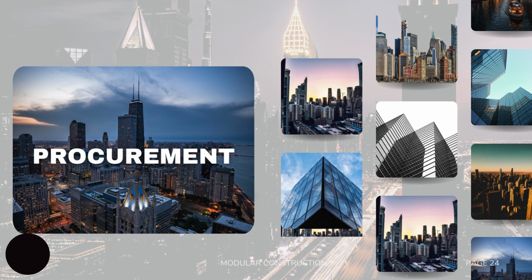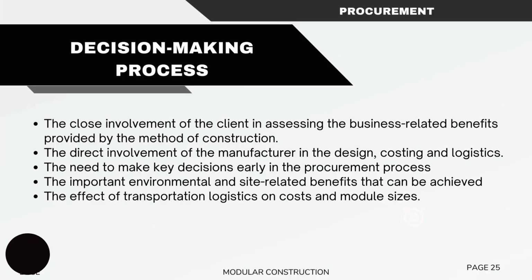So, at this point, we have the procurement. We have the decision making process. The decision making process is the close involvement of the client in assessing the business related benefits provided by the method of construction. So, we have the direct involvement of the manufacturer in the design, costing, and logistics. The need to make key decisions early in the procurement process. The important environmental and site related benefits can be achieved. The effects of transportation logistics on cost and module sizes.